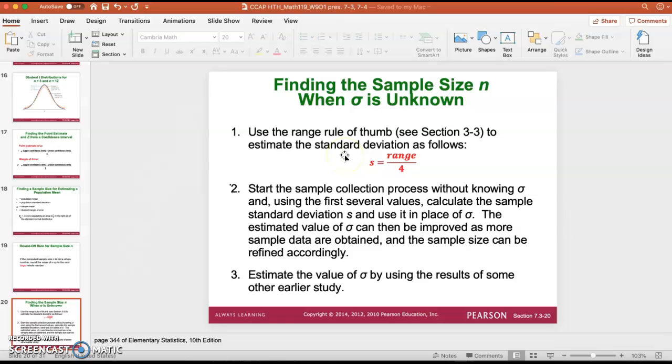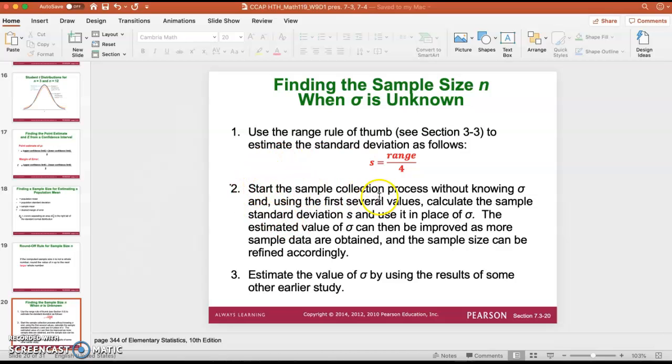Now, something to keep in mind for when we want to find the sample size when the population standard deviation is not known: we need to estimate the population standard deviation somehow from whatever sample we're given. One way we can do that is still using the range rule of thumb. If we have some values from a sample, we can find the range, then divide it by 4. Since that's what the range rule of thumb allows us to do, that'll help us estimate a standard deviation, which is what we use instead.